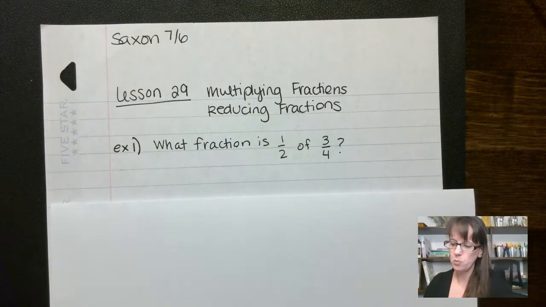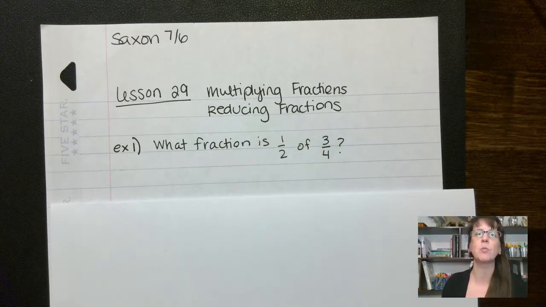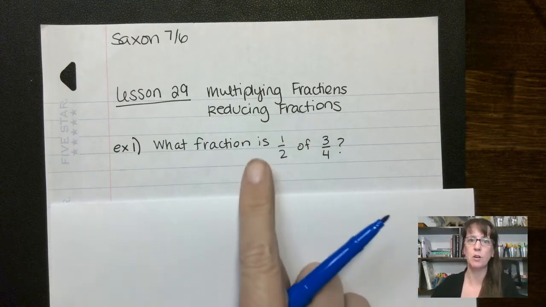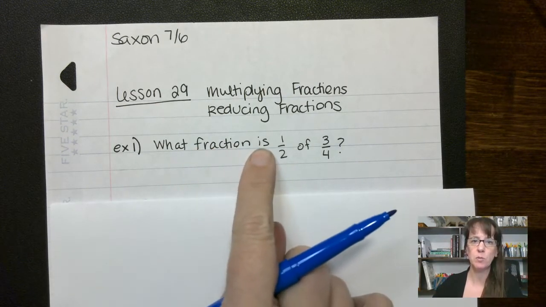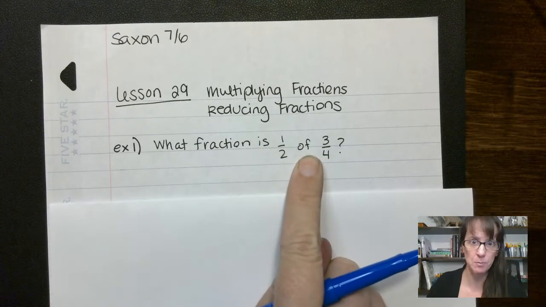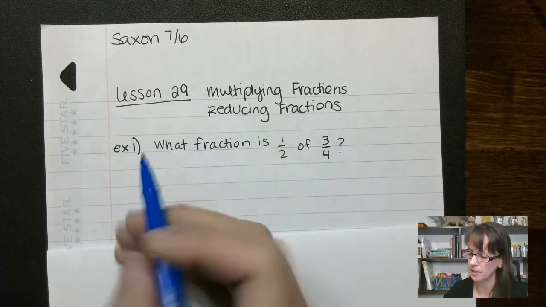For the first one, it says, what fraction is this of that? The word is means equals. So we're saying, hey, what is this when we equals? The word of means multiply. So we want to multiply these two things.